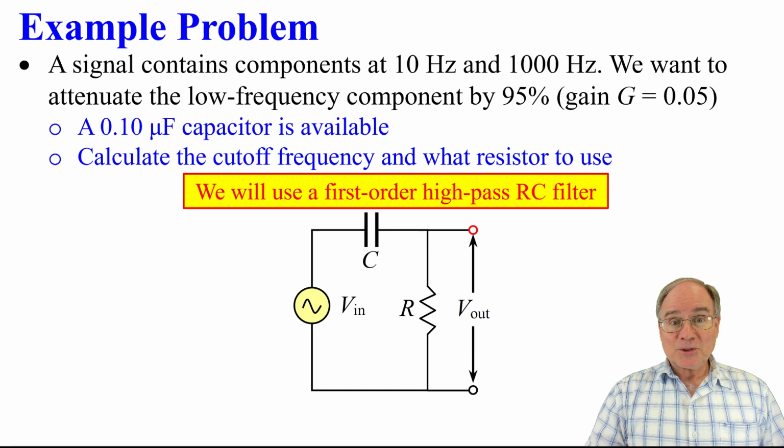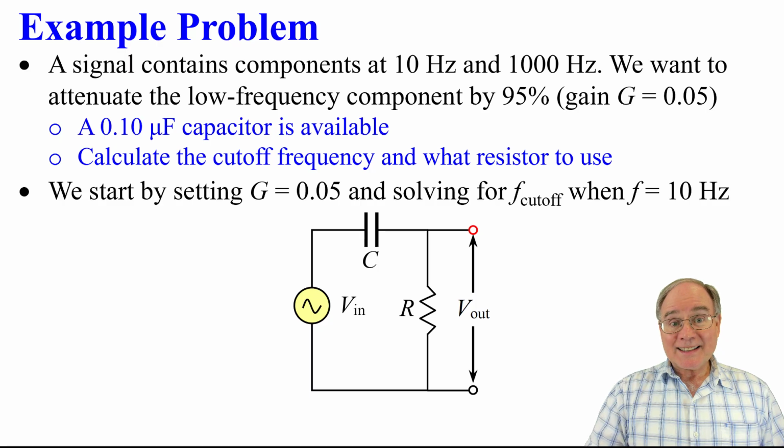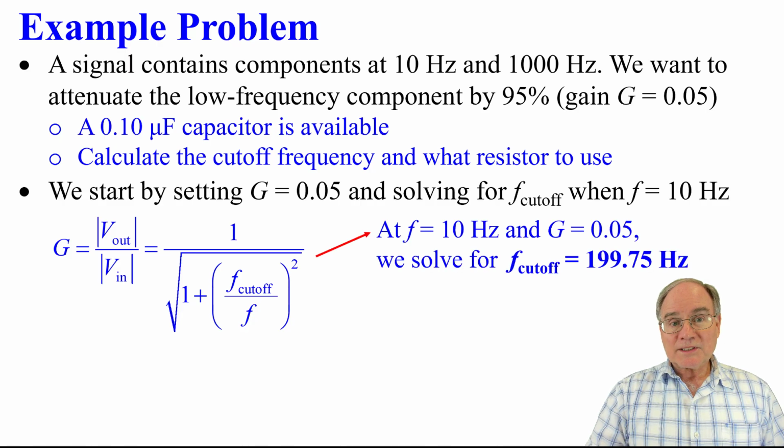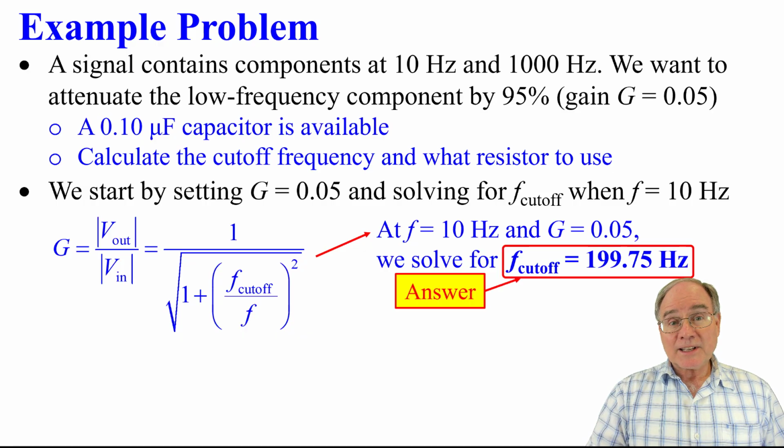We'll use our first-order high-pass filter as again sketched here. We start by setting the gain equal 0.05 and solving for the cutoff frequency at the low frequency component of 10 Hz. Here's our equation for our high-pass filter. We set our F and our G and solve for F cutoff. We get almost 200 Hz. This is our first answer.